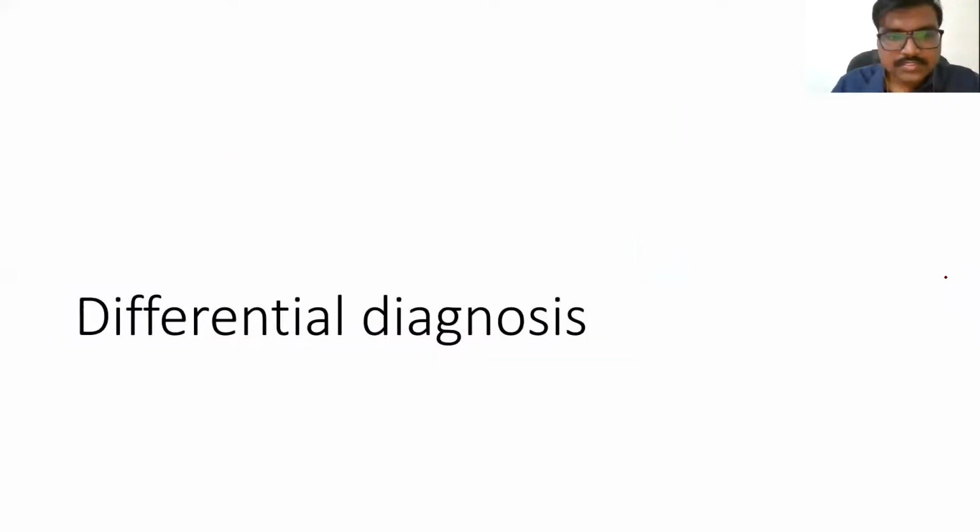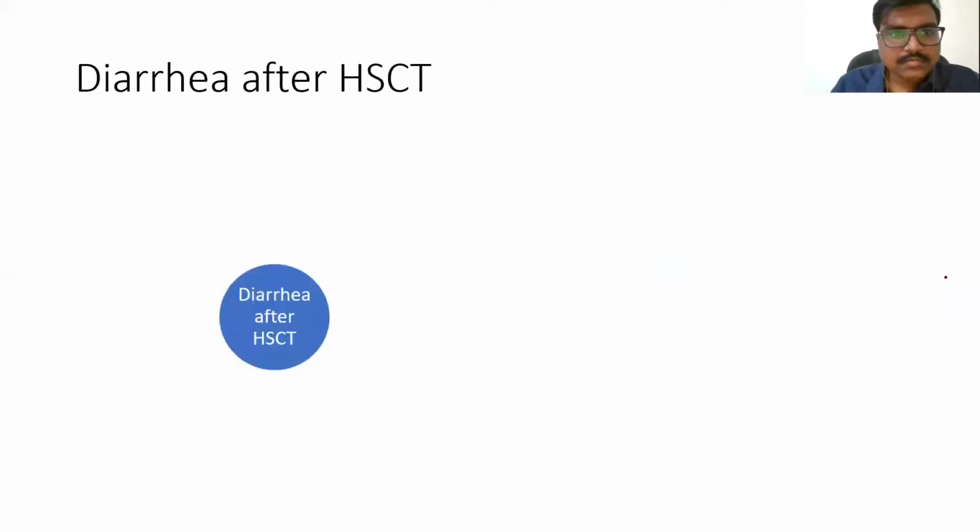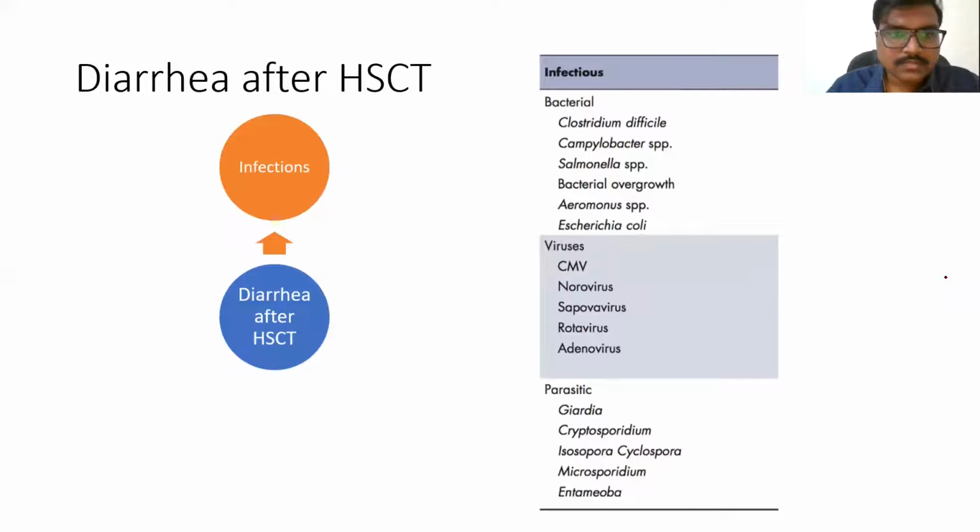So, what are the differential diagnoses? When we receive a consult for diarrhea in a patient who has undergone stem cell transplant, what are the different diagnoses that we have to consider, thoroughly evaluate and exclude? First is, as expected in an immunosuppressed patient, infections are an important cause. They could be bacterial, viral, or parasitic infections.